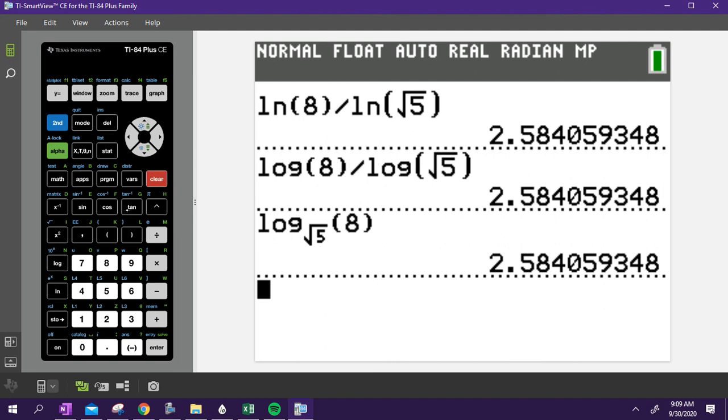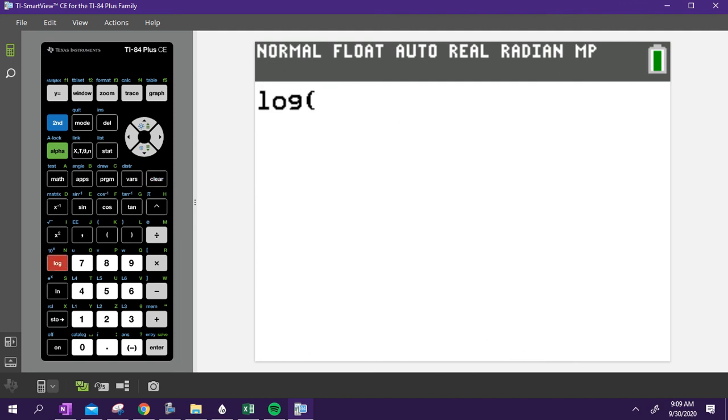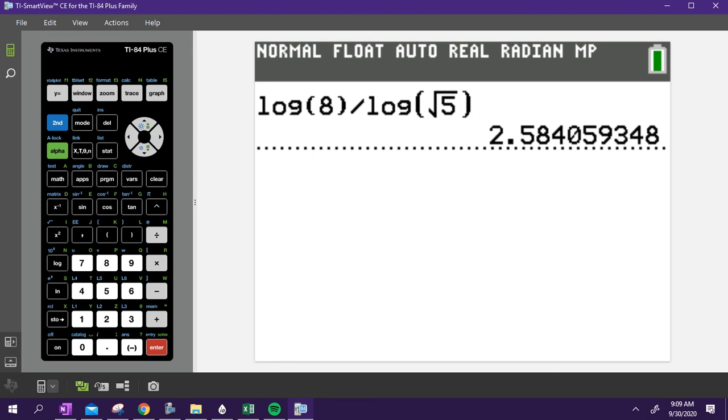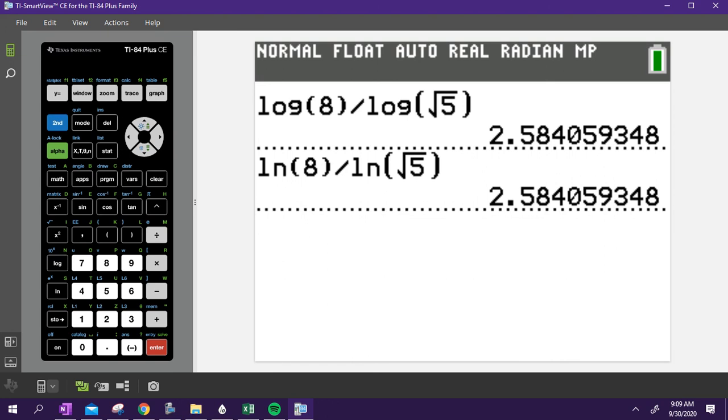So in my calculator here, I can do the log of 8 divided by the log of radical 5. I type it in, I hit enter, boom, I get 2.584. We used log, but we could have used natural log. Let's use natural log instead. Natural log of 8 divided by the natural log of radical 5. Oh, look at that, I get 2.58. Or we could type it in the other way.